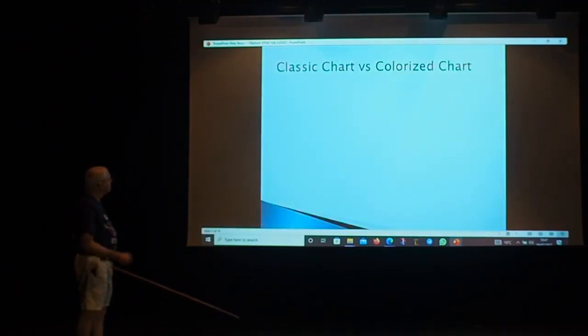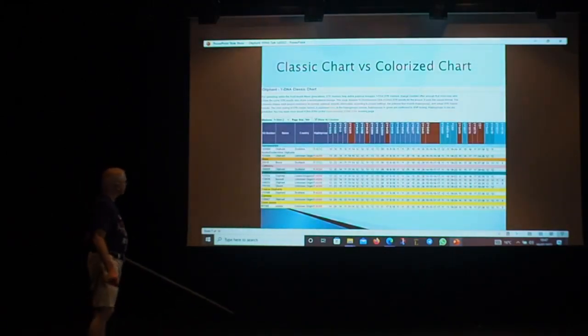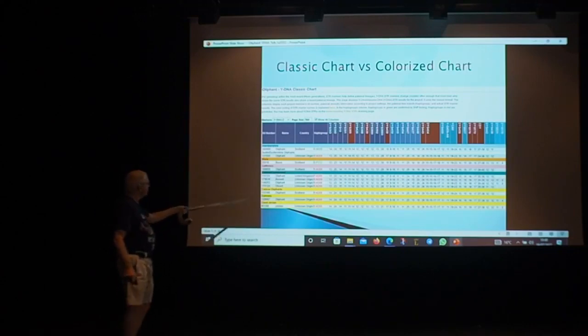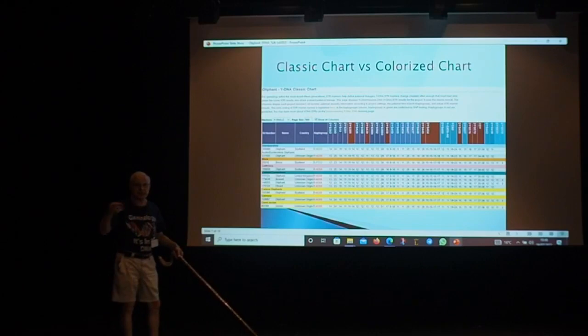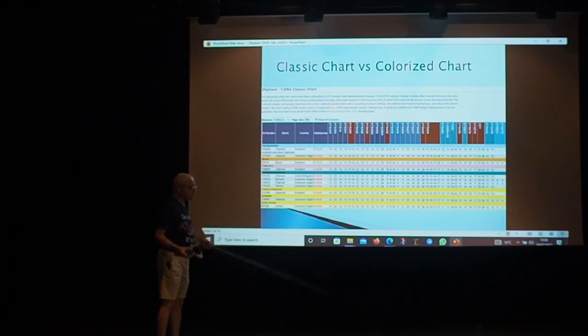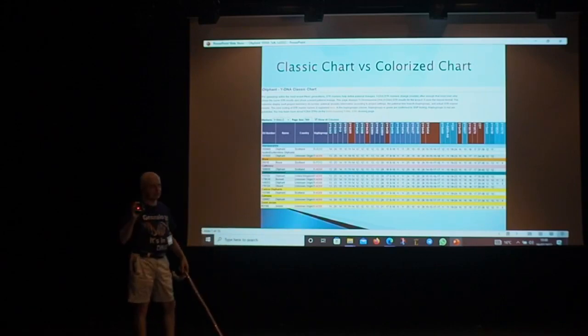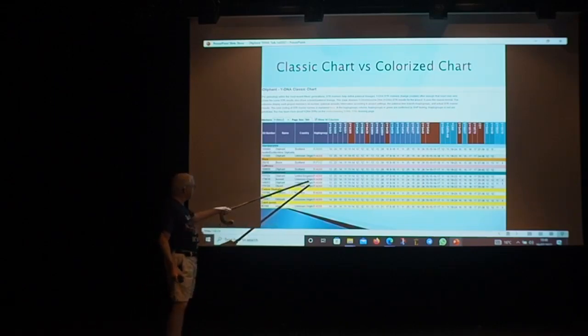I'm going to show you a piece of it. Well, there are 2 types of charts that are useful. This is the classic chart. And what you see here are the kit numbers, the surname of the person that took the test, I believe that's what this is, the country of origin that they say they're from, not that the DNA says they're from. And this is the haplogroup. The haplogroup is just a large group of people that have similar DNA.